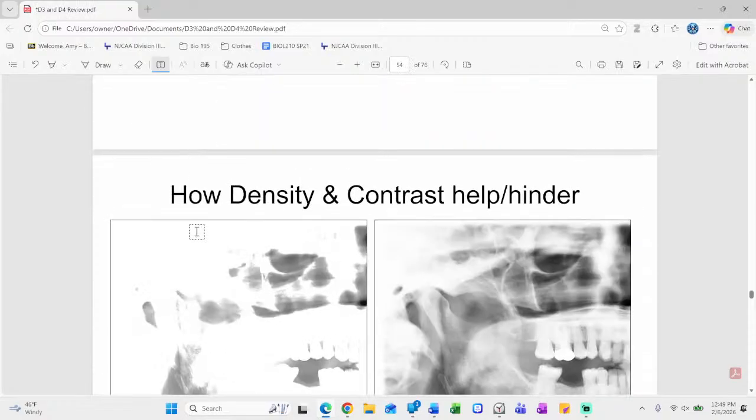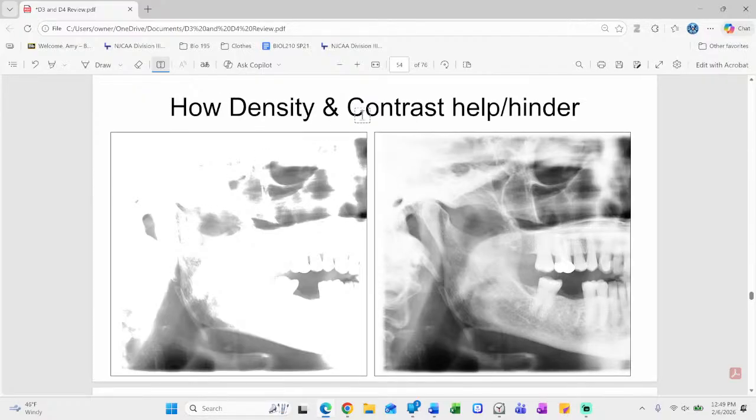How density and contrast either help or hinder, right? So I always pull you to look here. Sometimes when you lighten it, wow, there's the thyroid cartilage cornu right here. Here's my hyoid, arm and body, stylohyoid ligament, yes, coming all the way down, right? So sometimes just playing with contrast and density helps you see some of those things a little bit better, right?